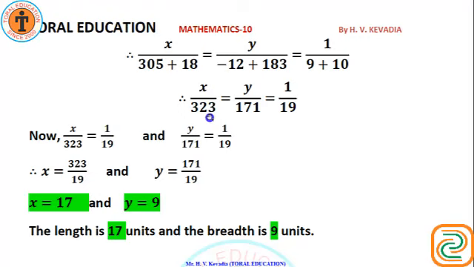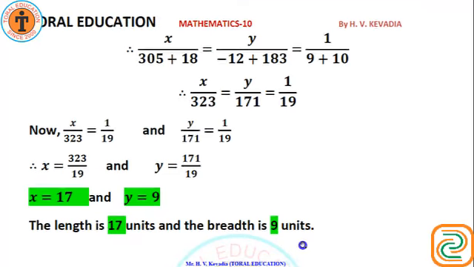When we take x upon 323 equals 1 upon 19 and y upon 171 equals 1 upon 19, then 19 will go to the denominator and 323 will be up. Here 171 will be up, that is in the numerator. 19 17s are 323, so x equals 17, and 19 9s are 171, that is y equals 9. So the length is 17 units and the breadth is 9 units.